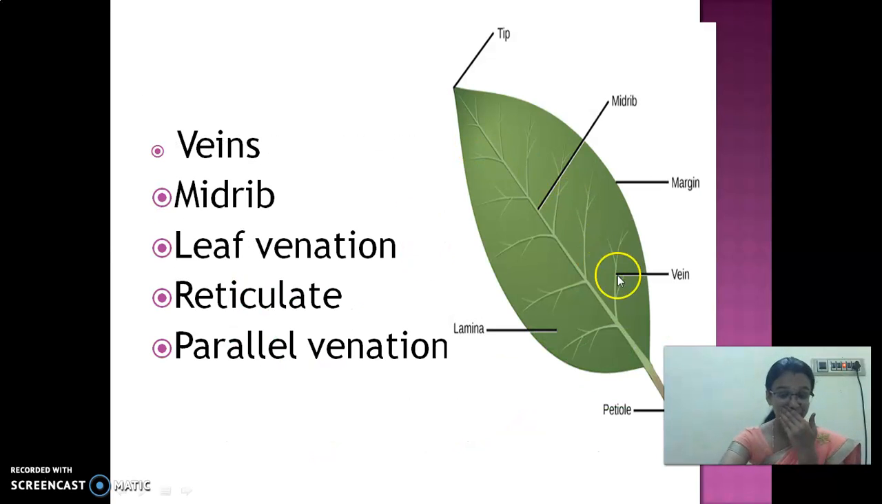Then parts of leaf: the petiole, which connects the leaf and the stem, the vein, which is present here, and the central part is called the midrib, and this is called the margin. This broad part is called the lamina. And then we had seen about venation. The veins which are present in the leaf are parallel venation and reticulate venation.